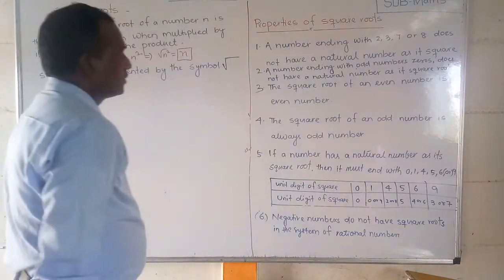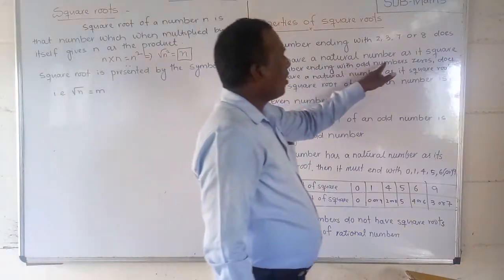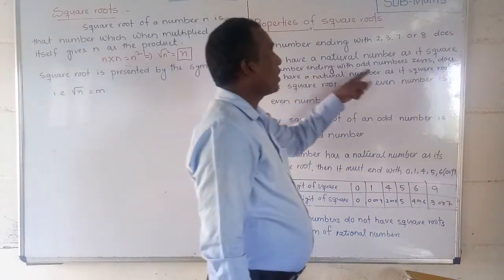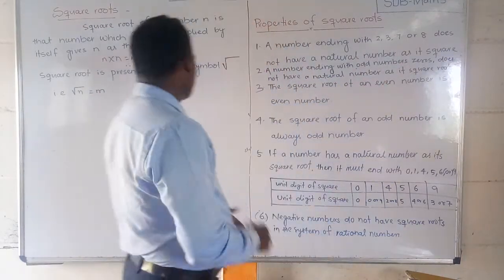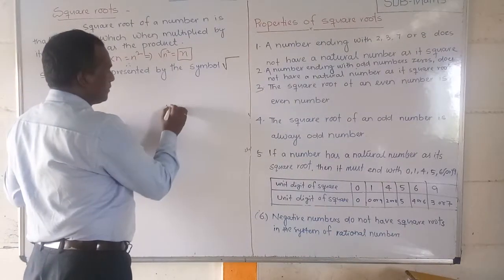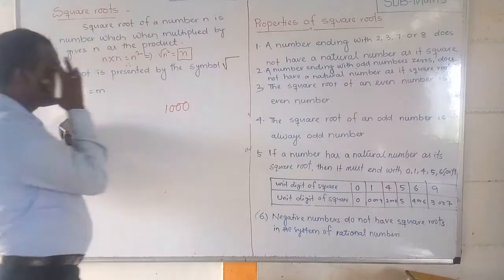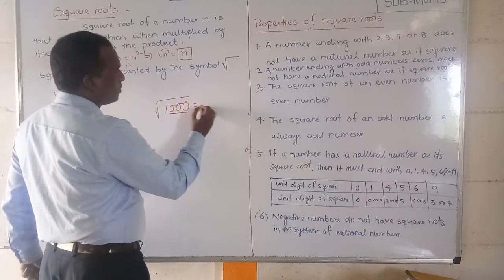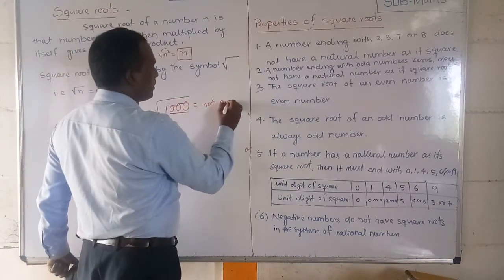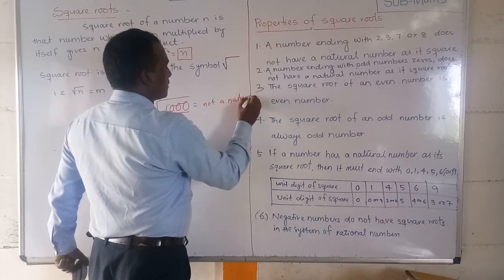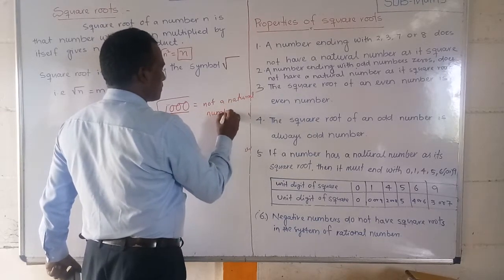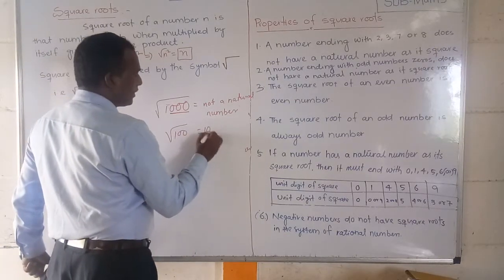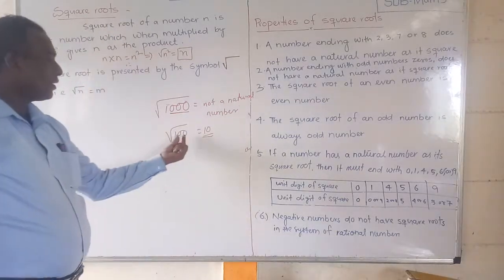Second point: a number ending with an odd number of zeros does not have a natural number as its square root. Students, suppose I say 100. If you find the square root with an odd number of zeros, it will not be a natural number. If you say 100, that means 10. 10 is a natural number because it has an even number of zeros.